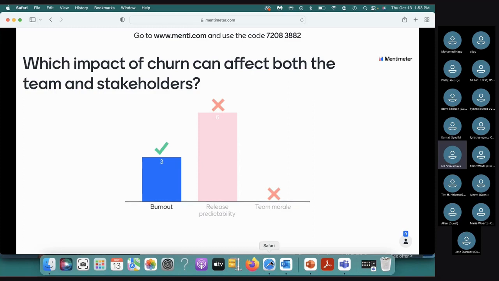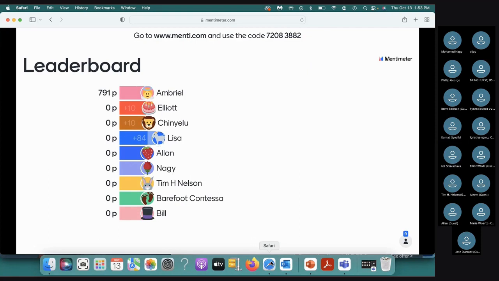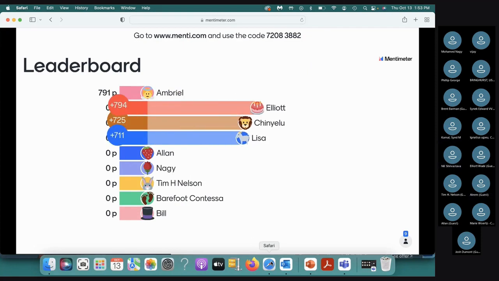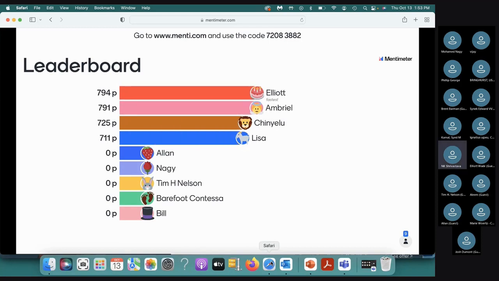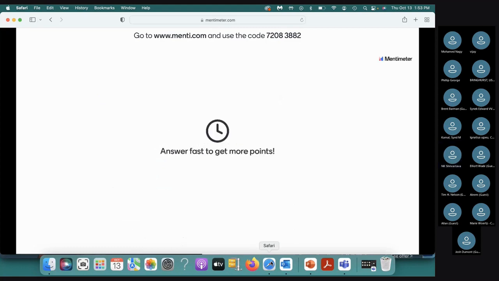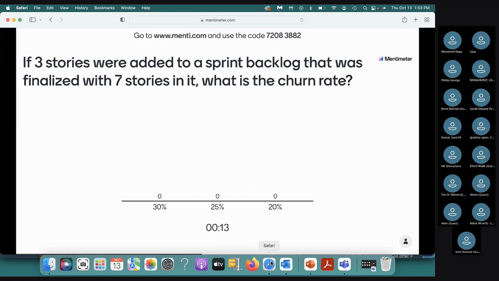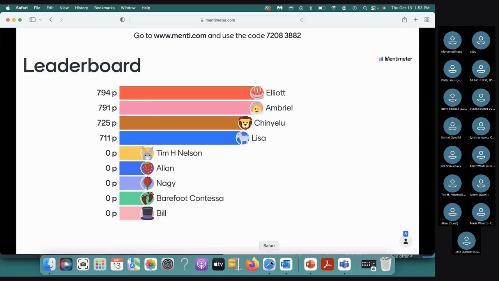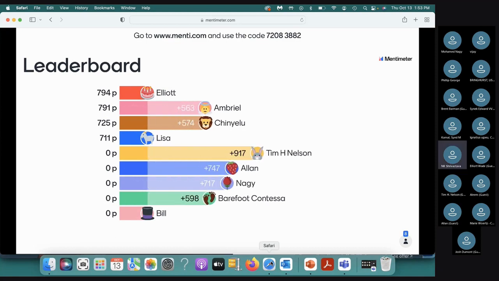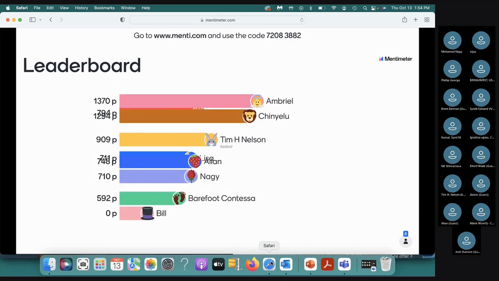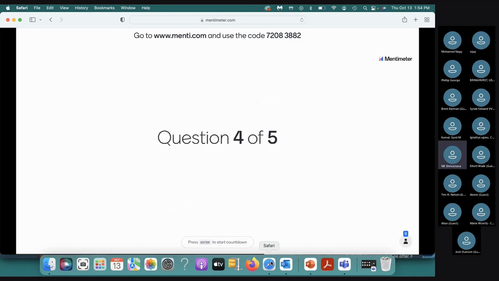Okay. So release predictability will affect only the stakeholder, team morale will affect the team, burnout will affect both. So let's see. So let's see the leaderboard. Okay, Elliot is leading now. All right. Okay, this should be pretty straightforward. Okay, most of you got it right. So let's see, what does it do to the leaderboard? Okay, Embriel has come back. Let's go to the next one.